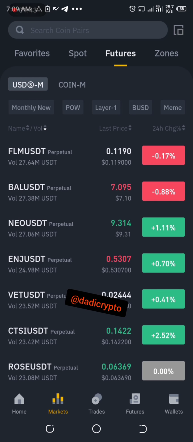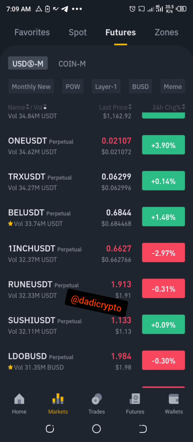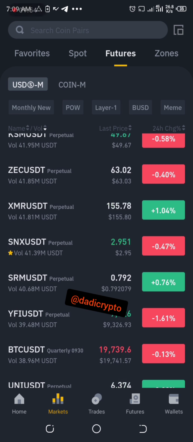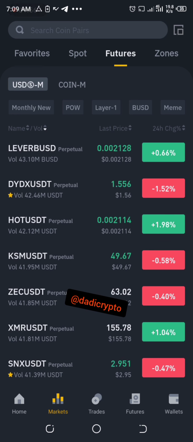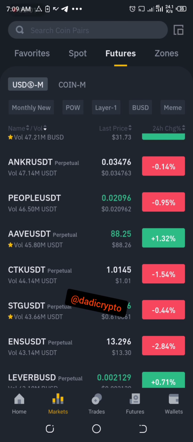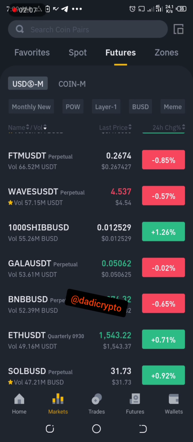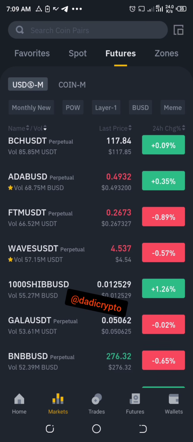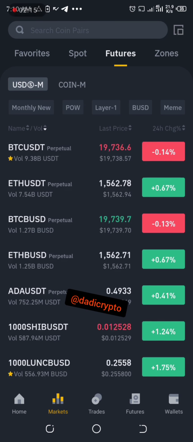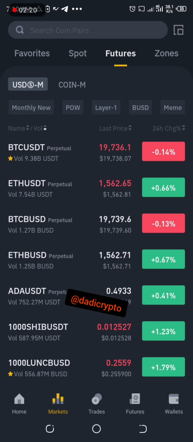So let's look for a good example. Now we are going to use Bitcoin. You can actually use any one of the coins listed under futures here. That means any coin whatsoever. When you click on futures, this is almost the same thing in other trading applications too. So we are going to use Bitcoin, that is the Jagaban of the whole community. So now this is BTC.